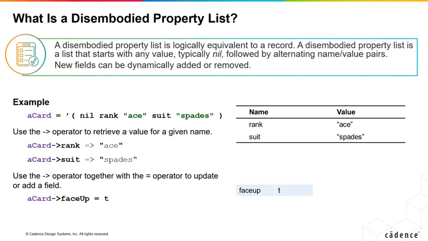Now another thing we can do is we can extend a card to have additional values. In this case, we'll add another value with the name face up. So a card arrow face up equals T has added a name value pair to the list. If we were to look at the list, it would actually have that added to it.